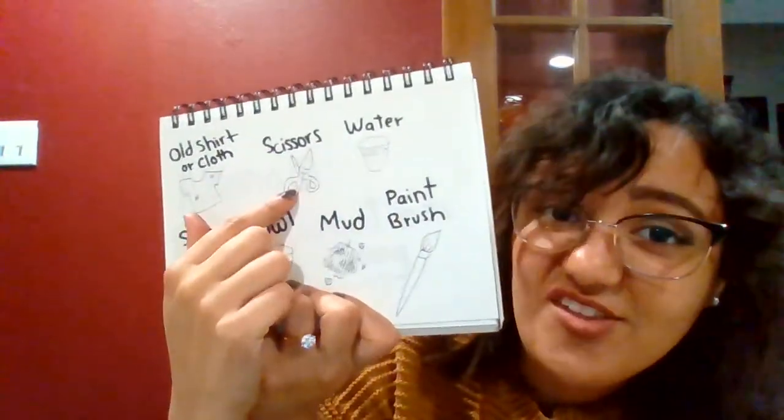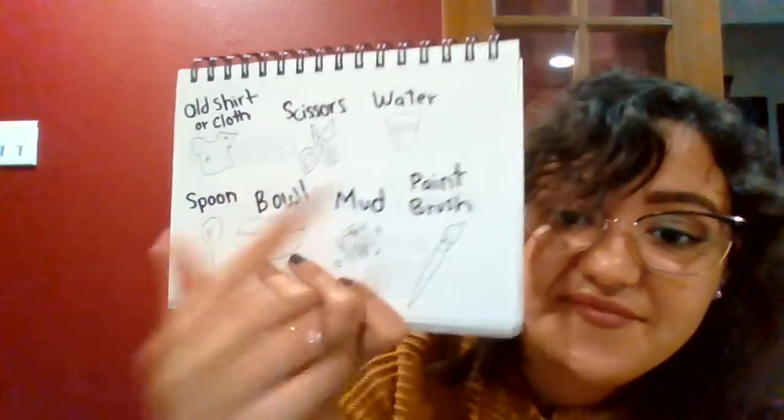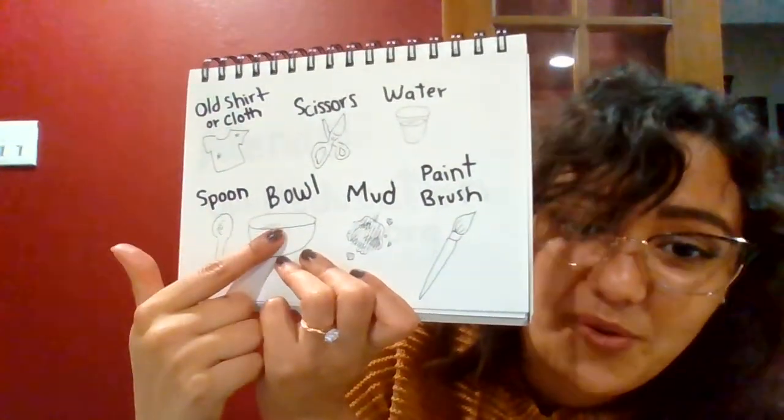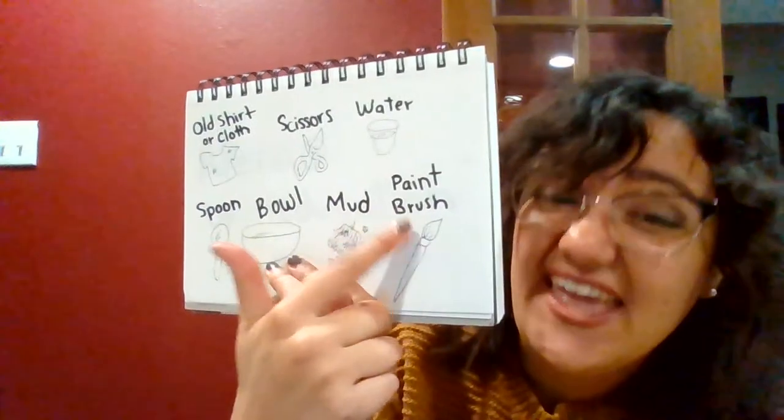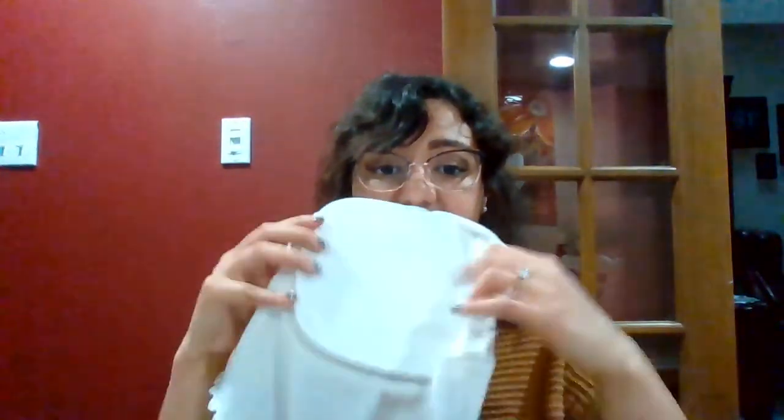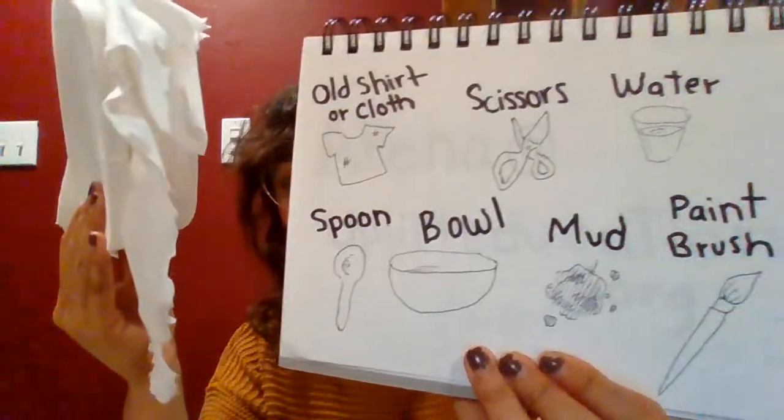We'll see. Scissors. We're going to need scissors, water, a spoon, a bowl, mud, and a paintbrush. So if you don't have a paintbrush, don't worry about it. Next video, we'll come up with some good alternatives. I'm really excited about this project. Another thing you might need is either a bowl or Tupperware. Tupperware I think works really well because we're going to take our fabric and stretch it over the top of the Tupperware using a rubber band. So I'm going to just show this one last time and add Tupperware or rubber band.